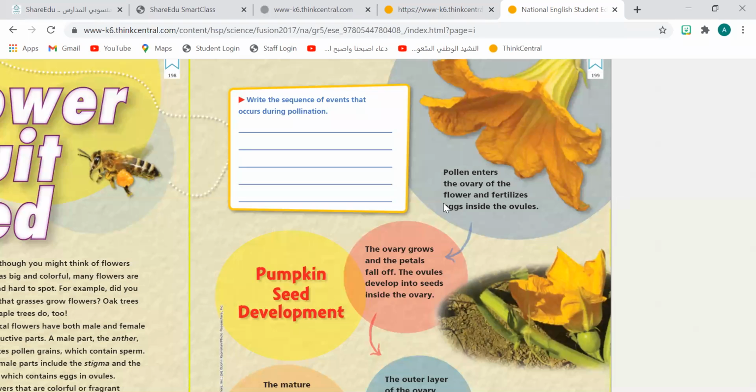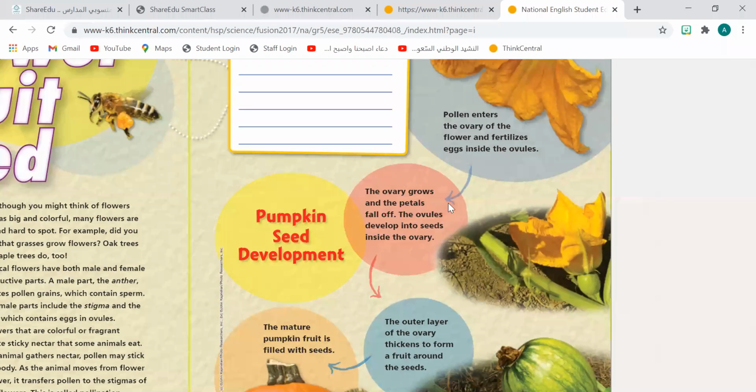Okay? Pollen enters the ovary of the flower and fertilizes the egg inside the ovules. After that, the ovary grows and the petals will fall down. Okay, the ovules develop into seeds. The first thing is seed.